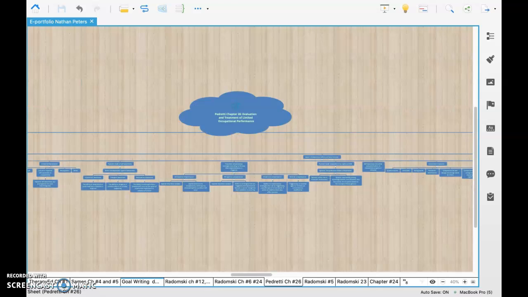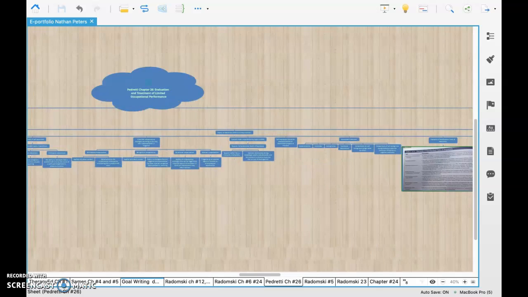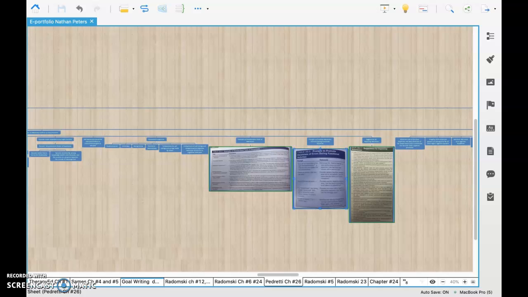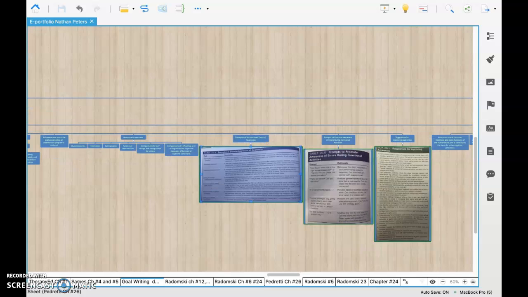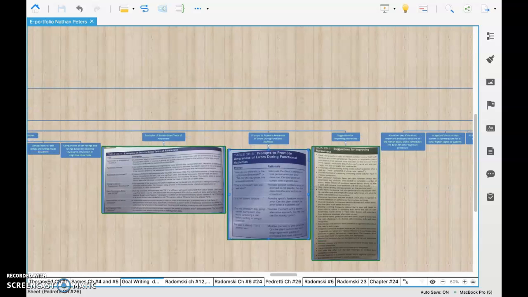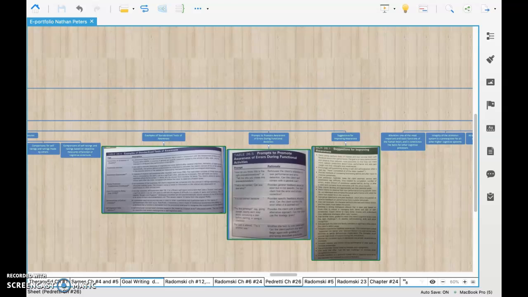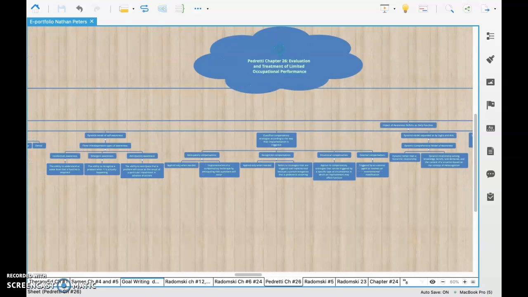And then we have Pedretti, evaluation and treatment of limited occupation performance. And I love these pictures right here. Zoom in. So prompts to promote awareness of errors during functional activities. And these are important to have because it just kind of gives you examples of what to expect, so you're not just reading a box. So I really like that.